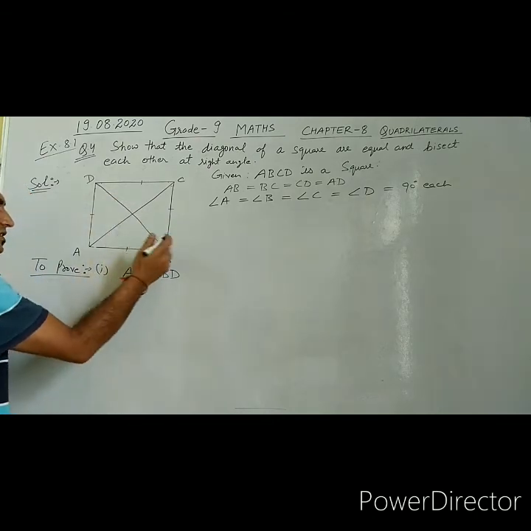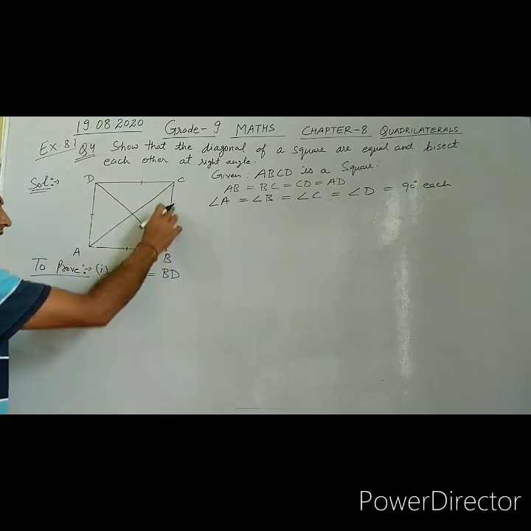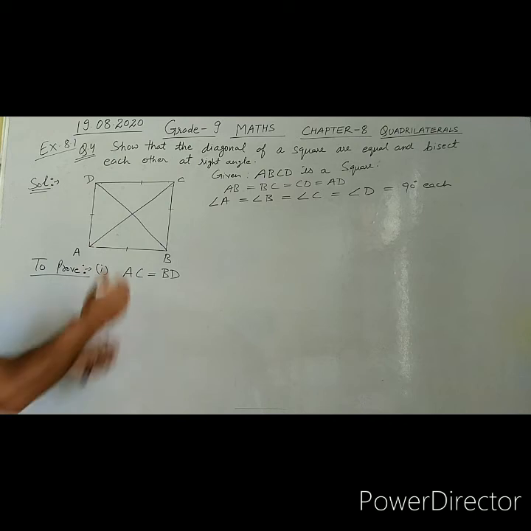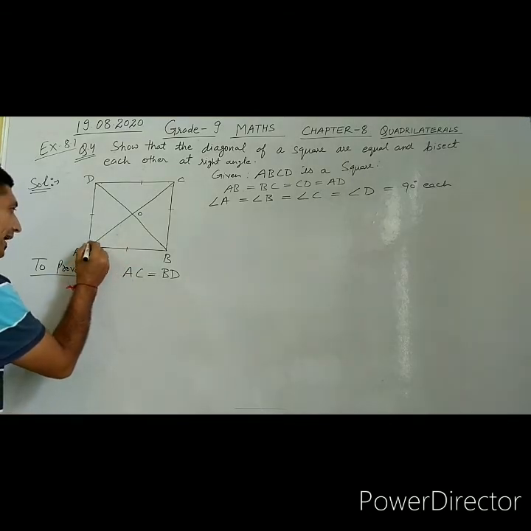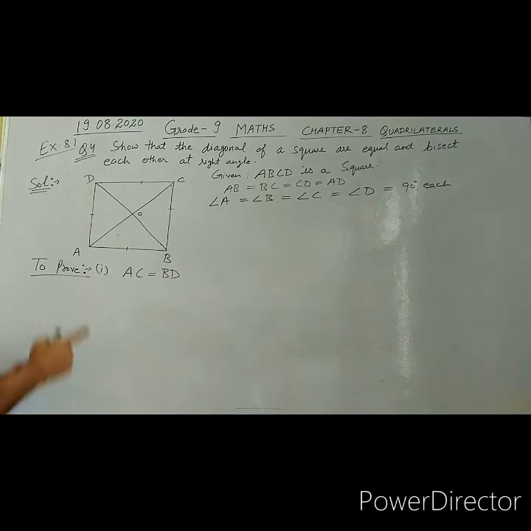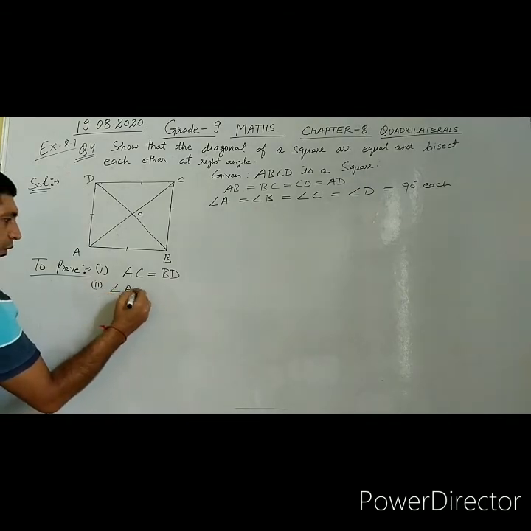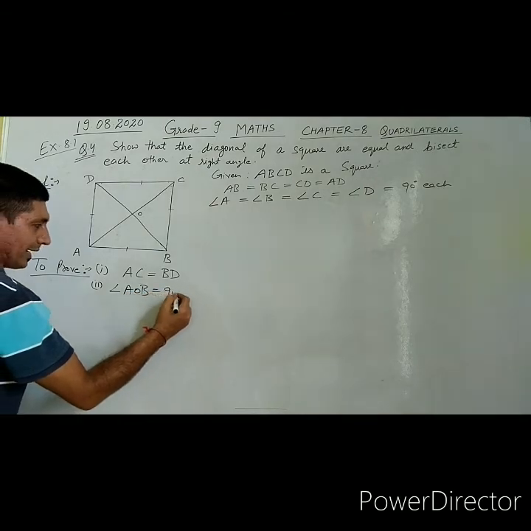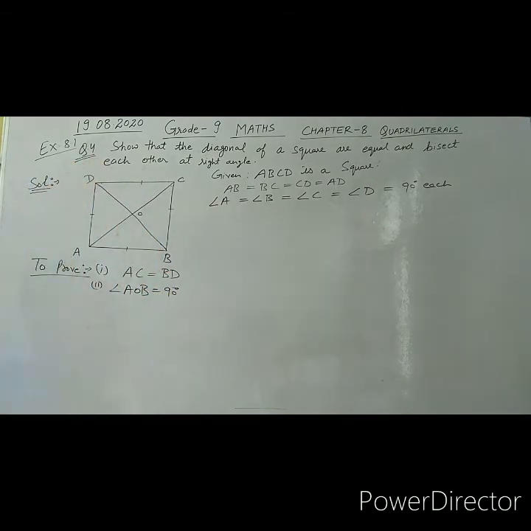First, we want to prove these two diagonals are equal, right? And second, let O be the center point. We want to prove this angle AOB is 90 degrees. Any angle, BOC or any other, if one angle is 90, then the other angles must also be 90, by linear pair and vertically opposite angles.